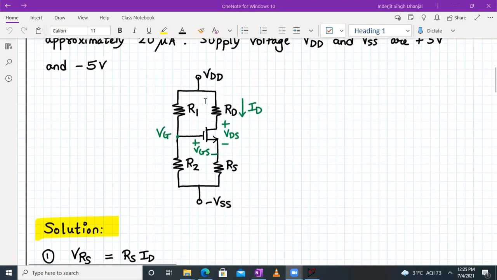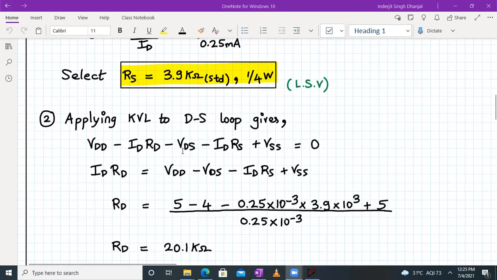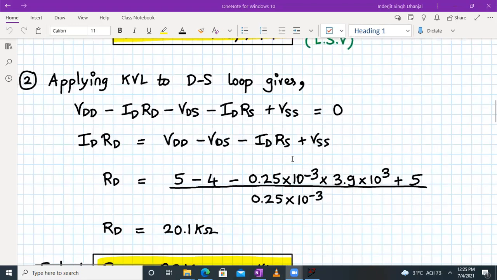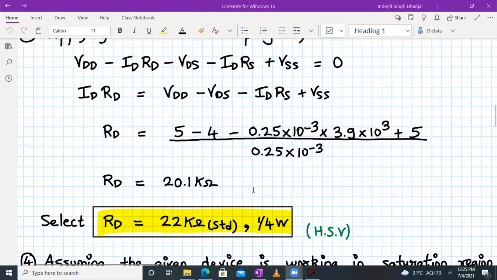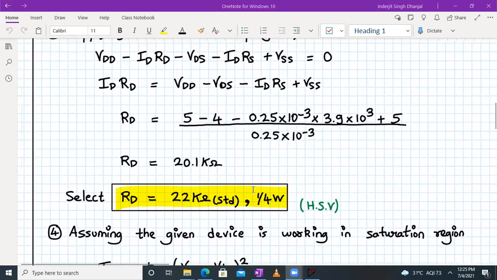Next, we apply the KVL to the drain source loop. We get VDD minus IDRD minus VDS minus IDRS plus VSS equal to 0. So that is what we have written over here. We isolate the term IDRD on one side, and the rest of the terms on the other side. So RD will be equal to, you plug in all the values, you will get RD equal to 20.1 kilo ohms. So we select the higher standard value for RD. So RD will be 22 kilo ohms standard value, quarter watt.